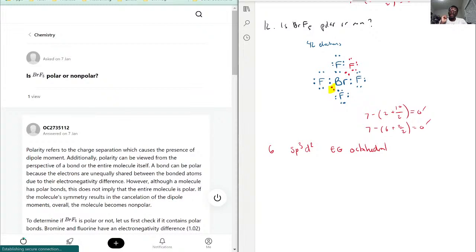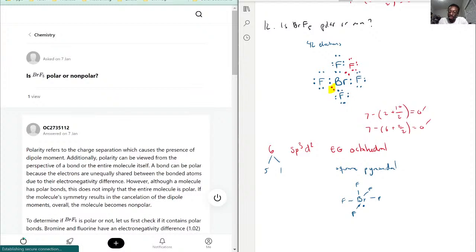Now, that doesn't give us our answer just yet. We have to factor in what type of things are attached to it. We do have 5 bonds, yes, but as we said, 1 lone pair. Because of that, the shape is known as square pyramidal. If you redo it, with bromine, you put the lone pair at the bottom, and then you have a square on a plane. So the lone pair is under the plane. You have all the fluorines right there, and the last fluorine sticks out above the plane.